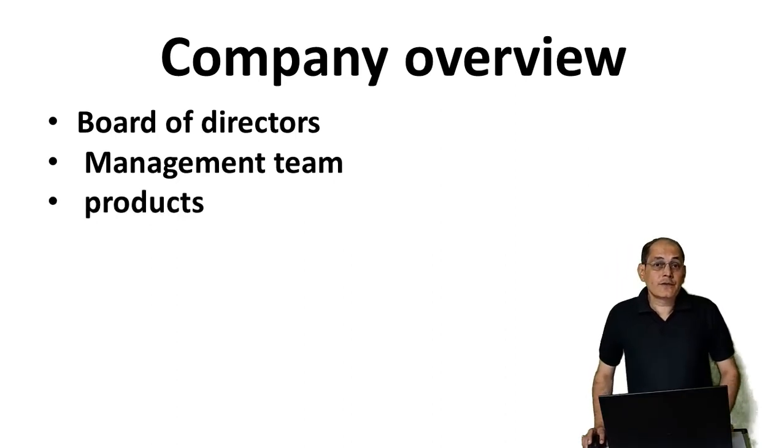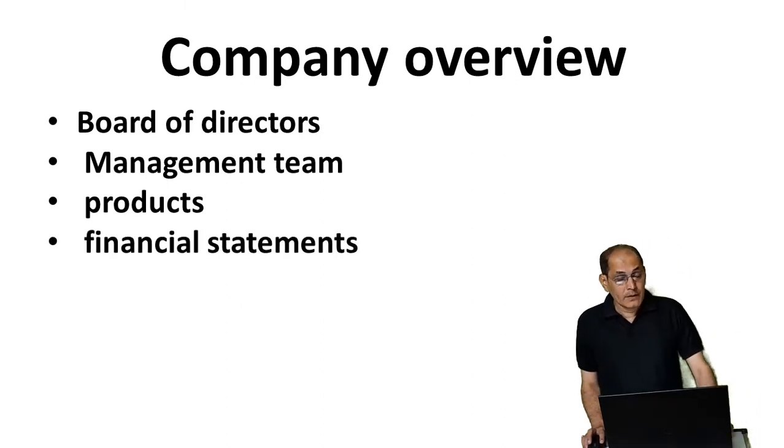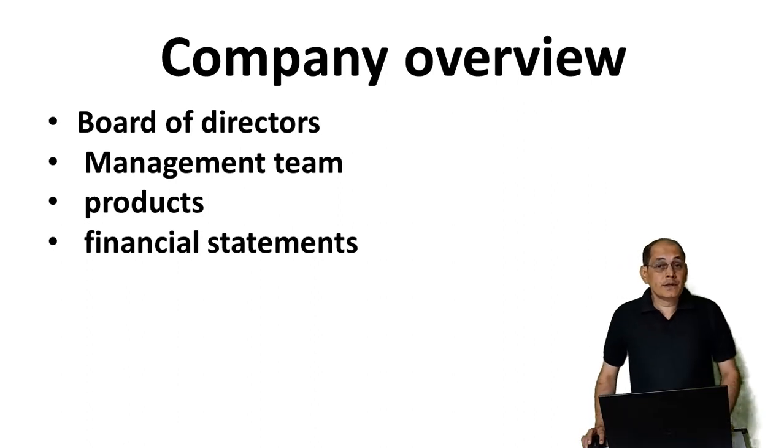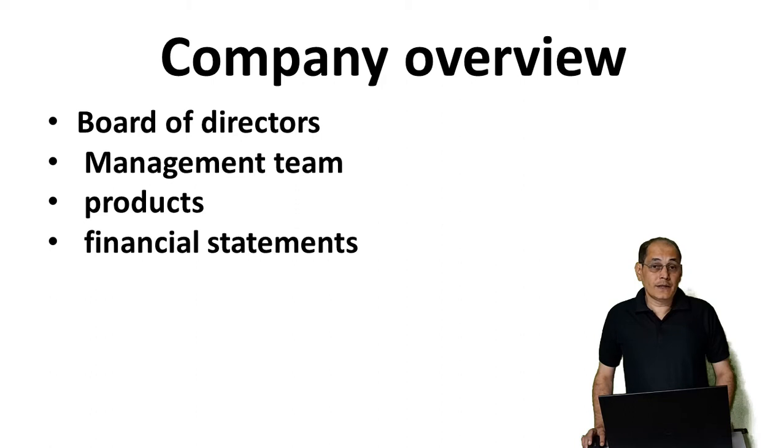Products is the list of products that are manufactured or produced by the company. Then you jump into the financial statements. What I mean by financial statements is the balance sheet, the profit and loss statement, and the cash flow statements of the company.